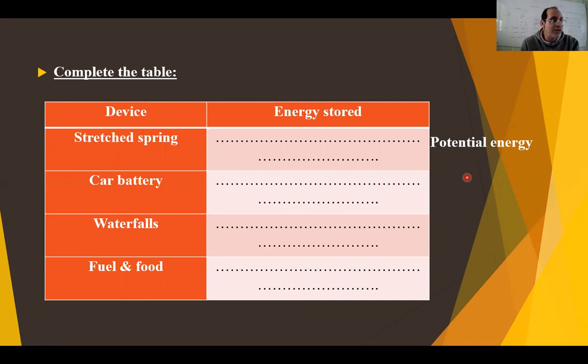For the car battery, there is chemical energy to give electric energy inside the car. So the energy stored is chemical, which is going to be converted into what? Electric energy. Water falls also, its energy stored is potential energy, because it comes from the maximum height and it's going to convert into kinetic energy. Fuel and food also inside us, by burning the fuel, which is chemical, it gives us energy or heat energy or even kinetic energy, something like this. Burning the fuel and burning the food gives energy. The stored energy is chemical energy.